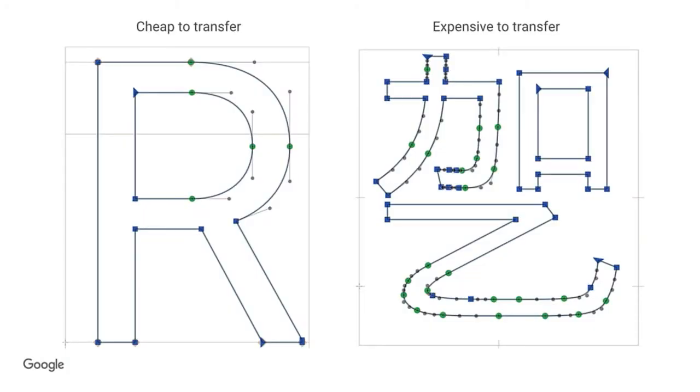And to illustrate the source of the problem, the character on the left, relatively simple, brings a couple of hundred of its friends. The character on the right, relatively complex, is liable to bring north of 10,000 of its friends. So transferring this is just vastly more expensive.